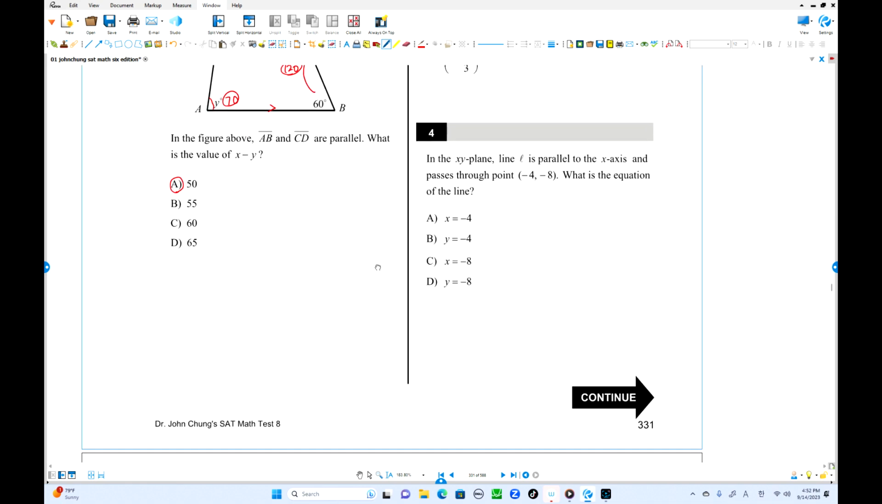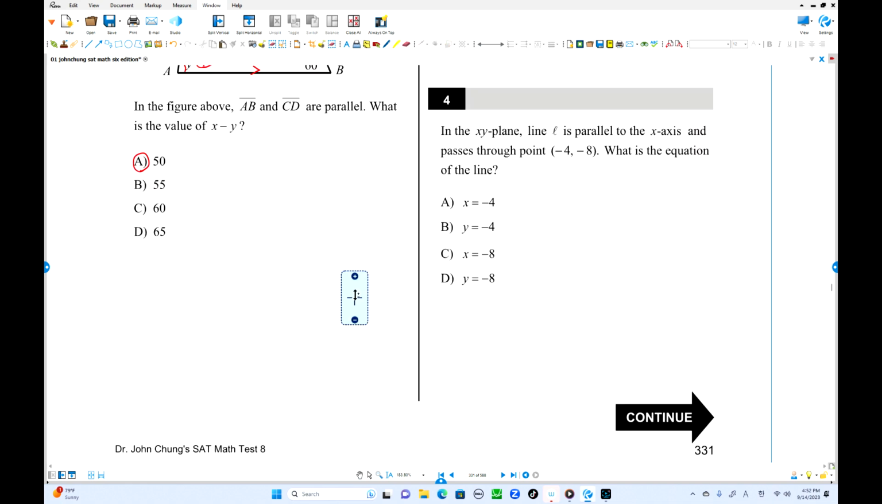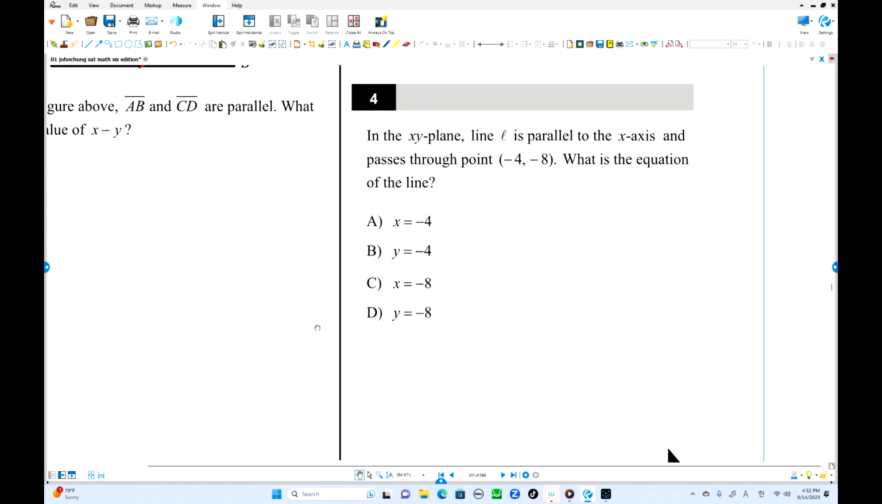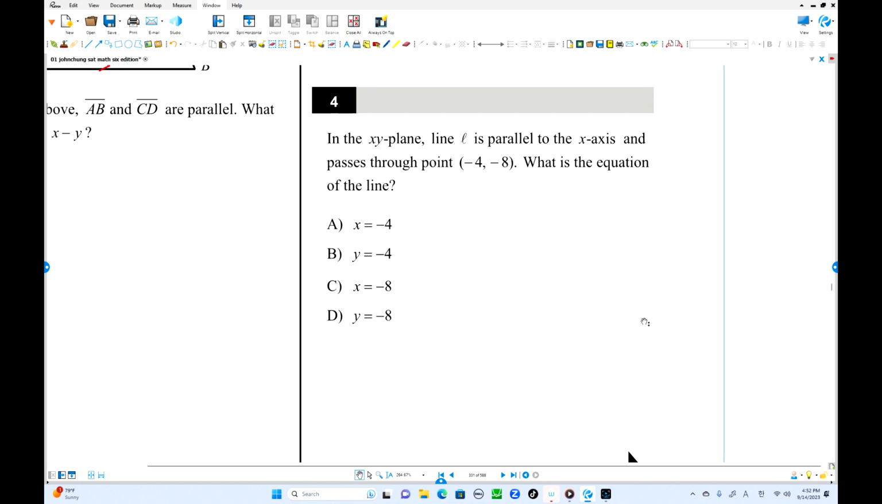The number 4. L is parallel to the x-axis. So it's going to be horizontal, right? This is the x-axis, this is the y-axis. This is negative 4 over here, negative 8 over here. This point passes through here, okay? But it's parallel to the x-axis. This is y equals negative 8. Horizontal, right? Okay, a vertical line is x equals.